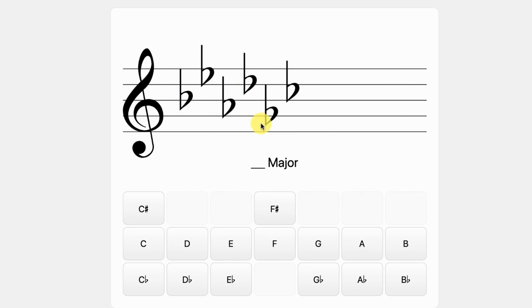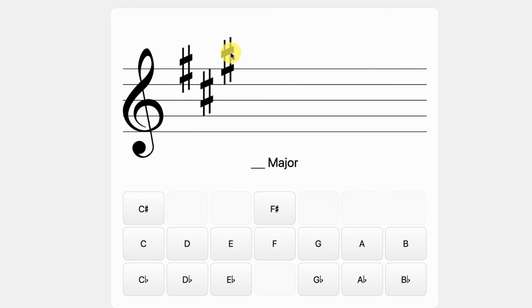1, 2, 3, 4, 5, 6. 5 is G flat. That's F. You have to remember that one. 1, 2, 3, 4, 5. The second one is a D flat. 1, 2. So look at this one, B flat.